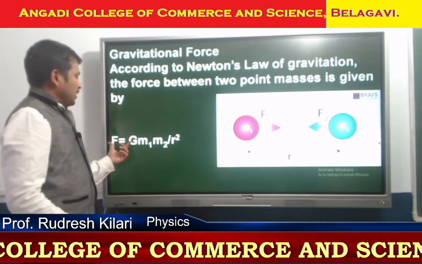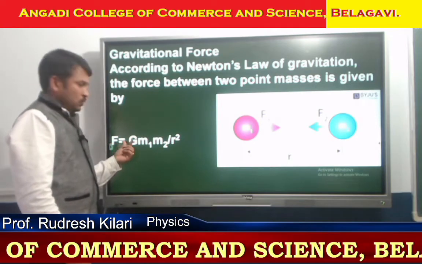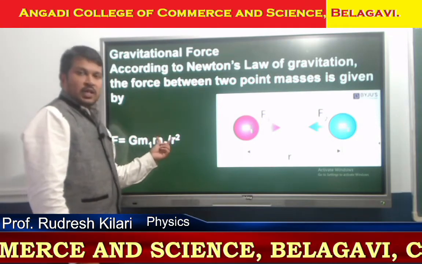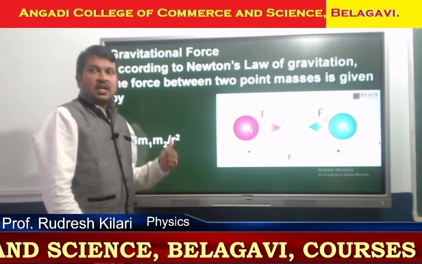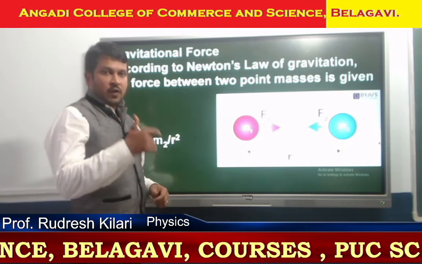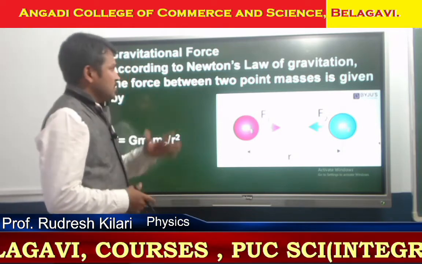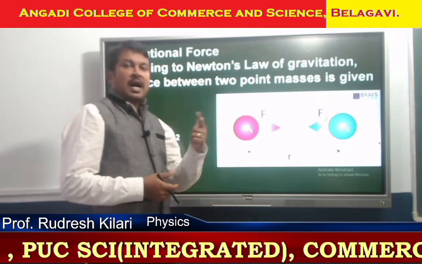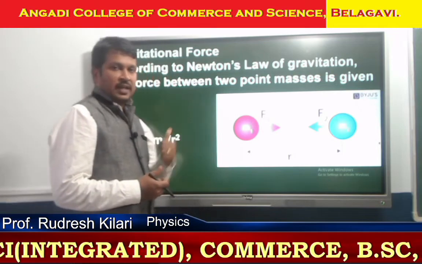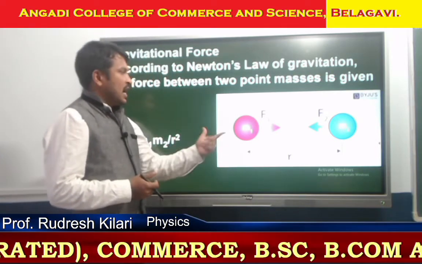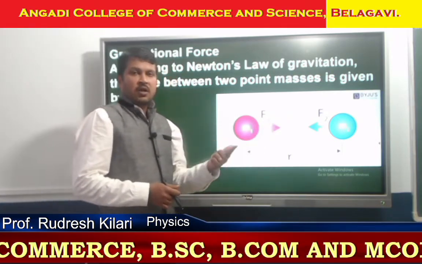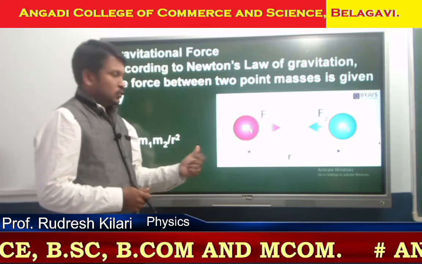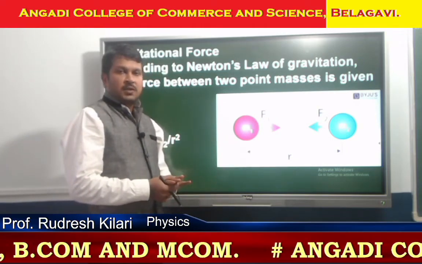Here Newton gave the formula F equals G m1 m2 divided by r square. This is the universal gravitational formula. Once again I will state Newton's law: the force of attraction between two masses is directly proportional to the product of its magnitudes and inversely proportional to the square of the distance between them.